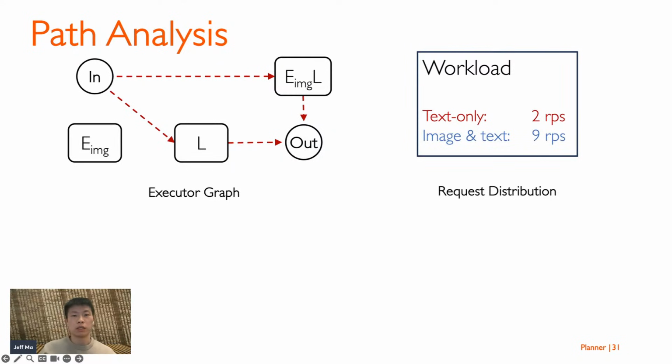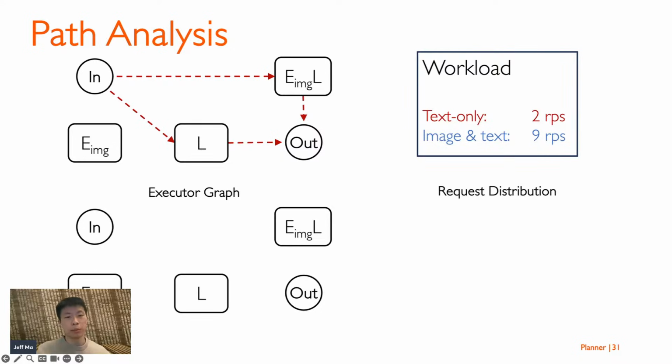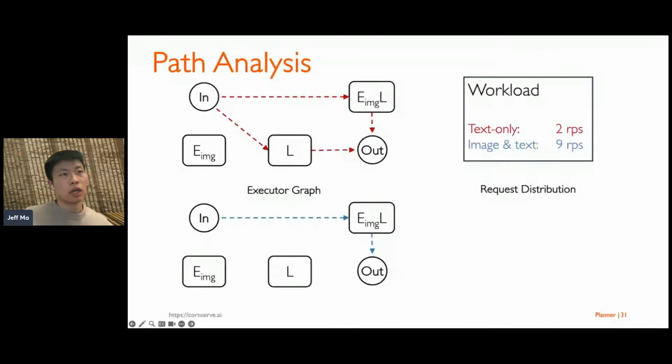Looking at requests with both image and text, we have three possible paths. The first one is using the monolithic EL, or a request could instead have its image going through the disaggregated encoder. Then here, this request can in fact go to both the disaggregated LM or the monolithic EL. This is because the EL includes the LM component as well.